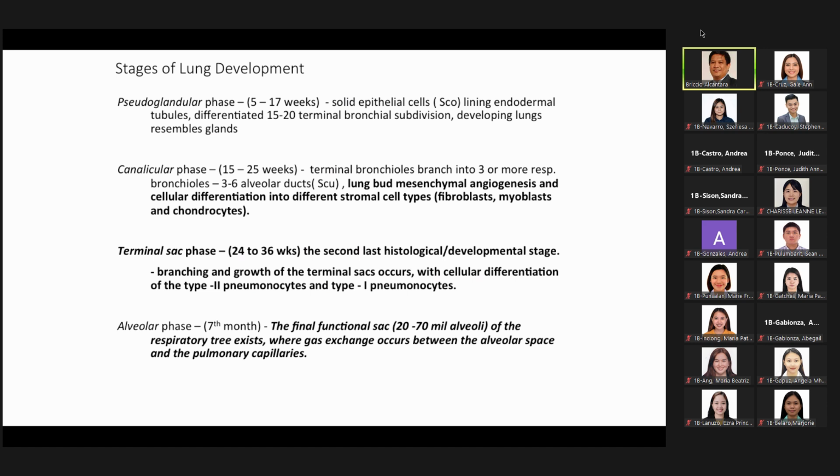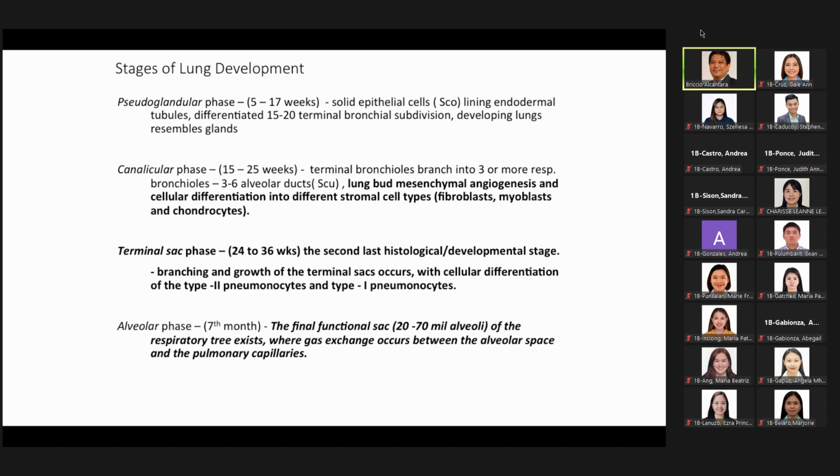Now you go to the fetal side, the canalicular phase, 15 to 25 weeks. The terminal bronchioles now will branch into 3 or more respiratory bronchioles. And then you have now 3 to 6 alveolar ducts, which is now lined by your simple cuboidal cells. And the lung bud mesenchymal angiogenesis. And you now have cellular differentiation into your fibroblasts, myoblasts, and your chondrocytes.